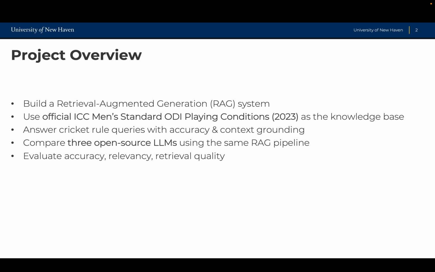Our goal was to build a complete retrieval-augmented generation system that answers cricket law questions using official ICC documents. ICC refers to the International Cricket Council, which oversees all of the official international cricket game. We used the ICC Men's Standard ODI Playing Conditions 2023, which is a rule book, as our knowledge base, and compared 3 open source LLMs inside the same RAG pipeline. Finally, we evaluated the models on accuracy, contextual grounding, retrieval quality, and hallucination behavior.